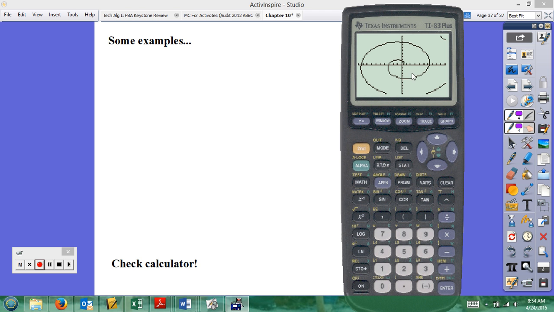Like pi over 2 would be right up here on the positive y-axis. And pi over 2 is about 1.5, so that's why it's at 1.5. When you go to pi, your angle of pi would be over here to the left, and you're about 3 units from the origin. So each angle becomes a farther rotation, or a farther value from the center.